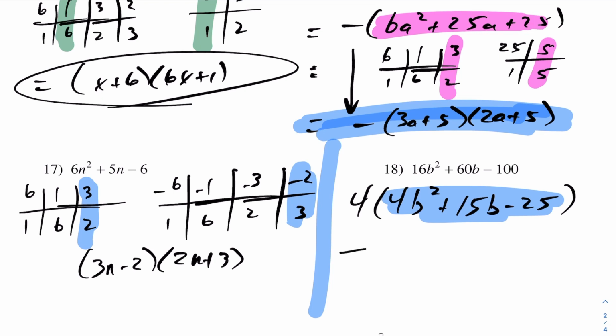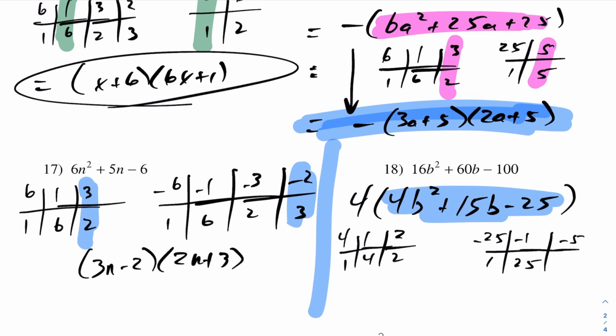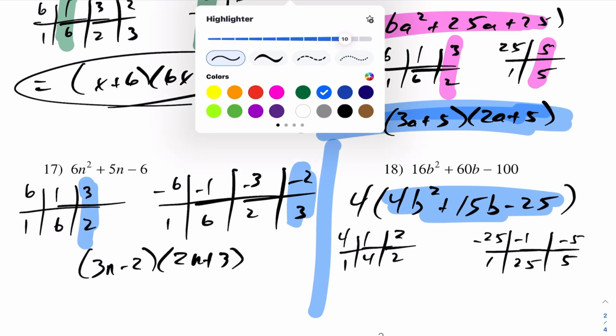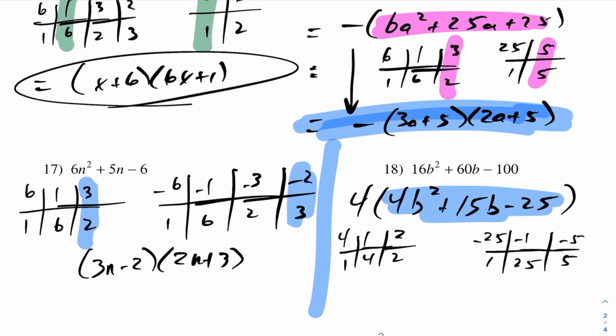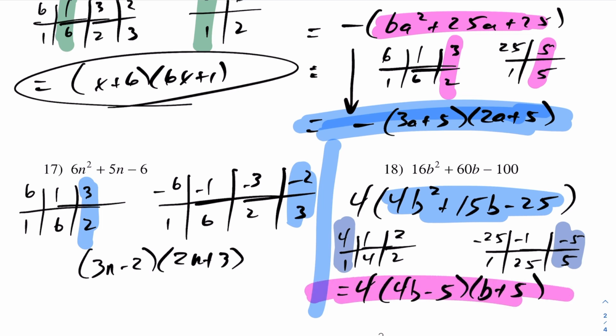Doing charting on this, I end up getting here our 4 and 1, 1 and 4, 2 and 2. And likewise here I get negative 25 and 1, negative 1 and 25, and negative 5 and 5. I'm looking for a combination that works here. I've got to get a 15 out of this, and the combination that does it for us here is going to be the first one with the last one here. I end up getting the 20 minus 15. That works. So the answer is 4 times 4b minus 5 times b plus 5. And we have our final answer.